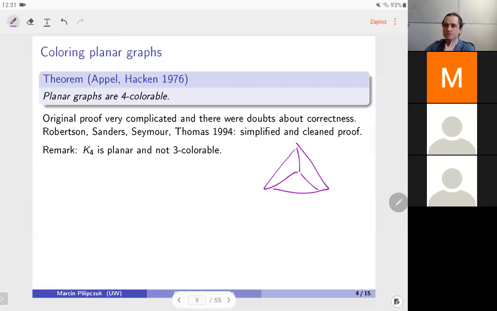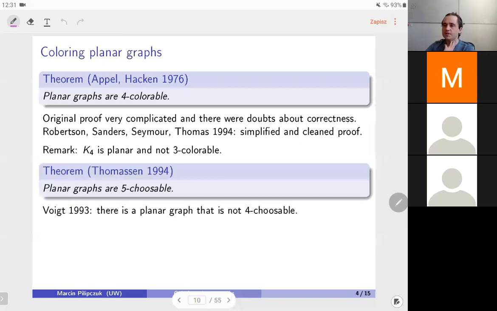The other thing we'll see today is the proof of Thomassen from 1994. It was actually a conjecture. Choosability was a concept defined much later than colorability of graphs, but there was a conjecture for a long while whether planar graphs are 5-choosable. They are clearly 6-choosable. We'll discuss it in a moment, but about 5-choosability and what's actually the choosability of planar graphs, there's a very beautiful, very short proof of Thomassen that we'll see today.